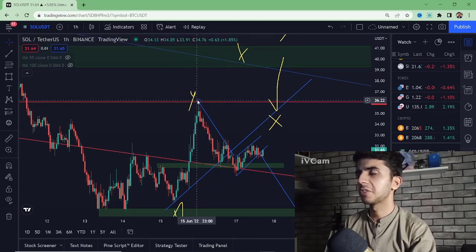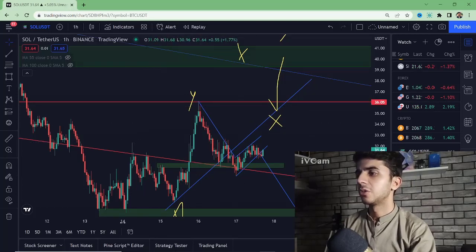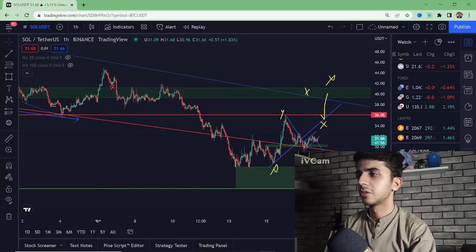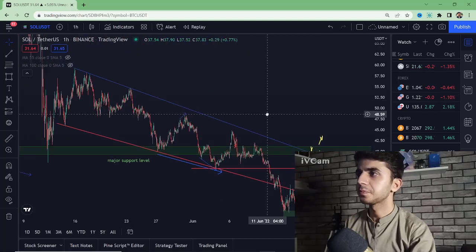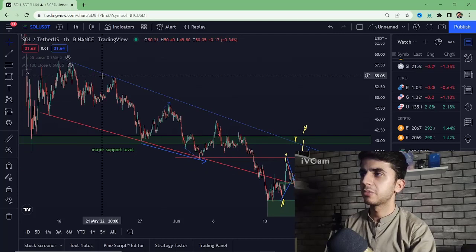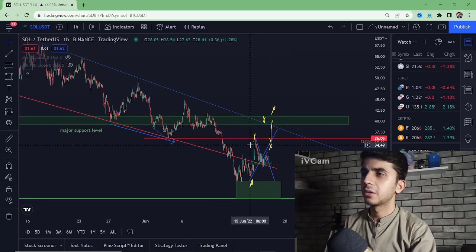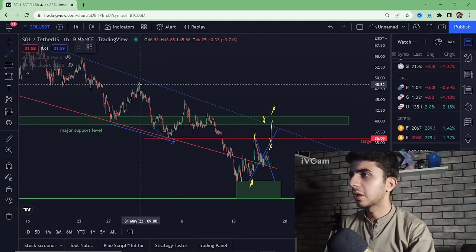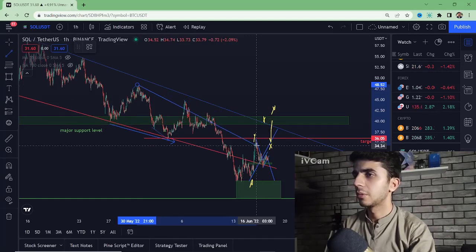If you break this place, this 36 point something, you get to the previous trend line resistance, which is a major trend line that we need to watch. You see this one, we got multiple rejections here from that point. So we can wait to see this one, but at the same time I don't want to ignore this one as well.